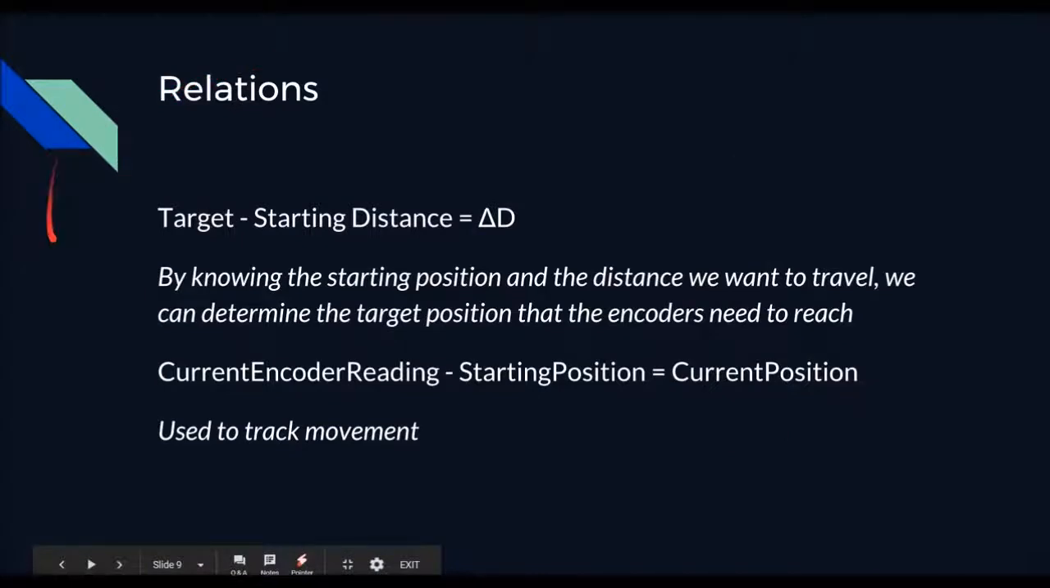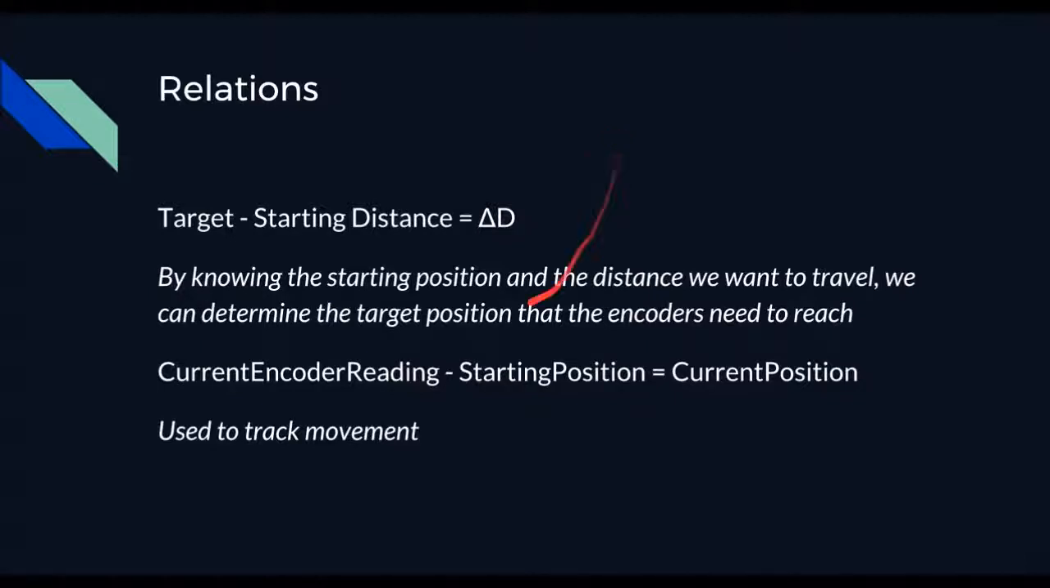Now we're going to work through the relations between those identities that we worked with. If you notice, you take our target distance minus our starting distance, and we get that delta d or delta x or whatever you want to say, that distance in between, the difference between those. So by knowing that starting position and a distance we want to travel, we can determine the target position that the encoders need to reach.